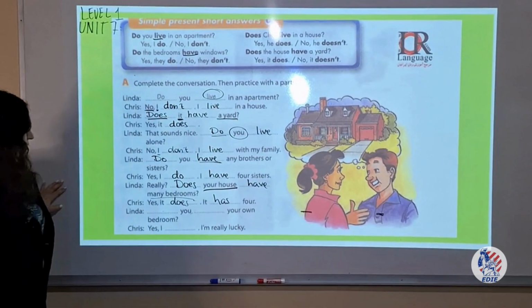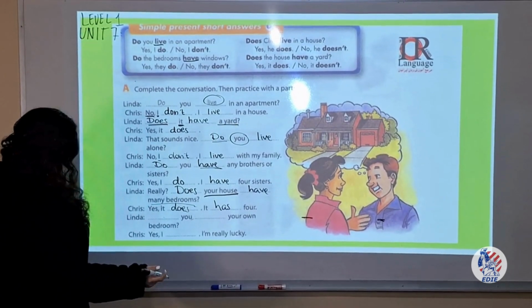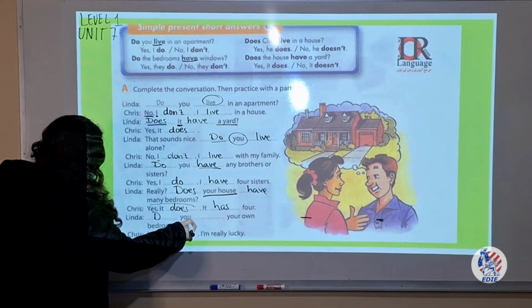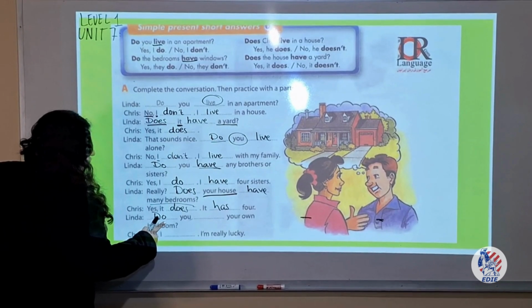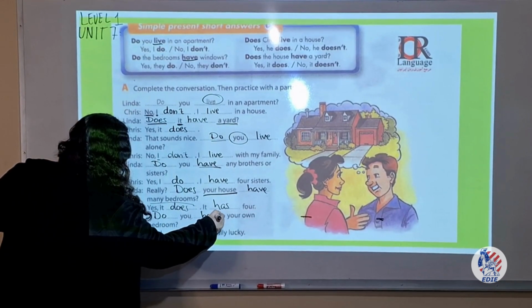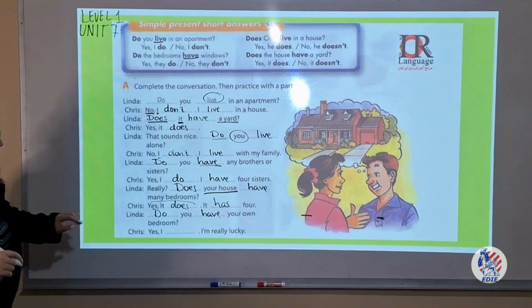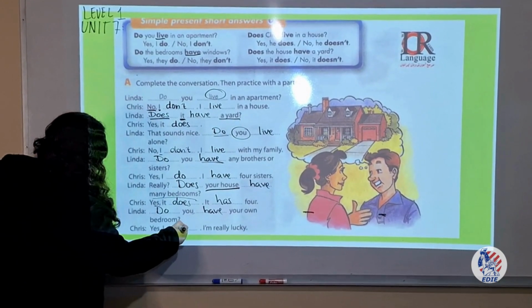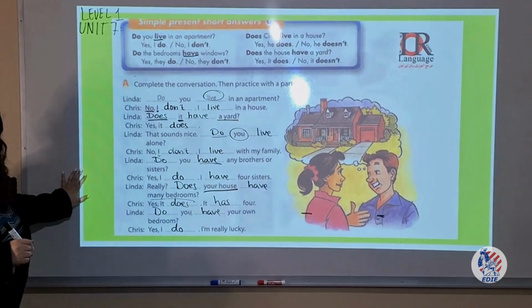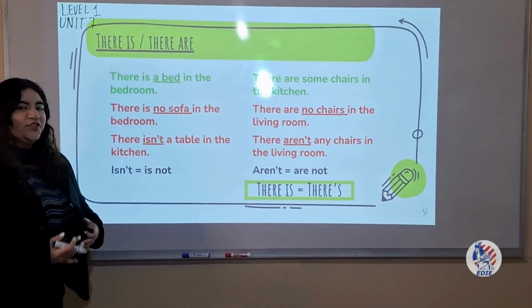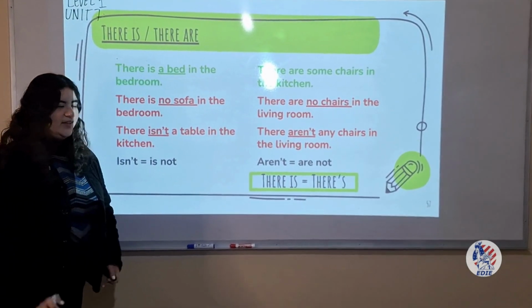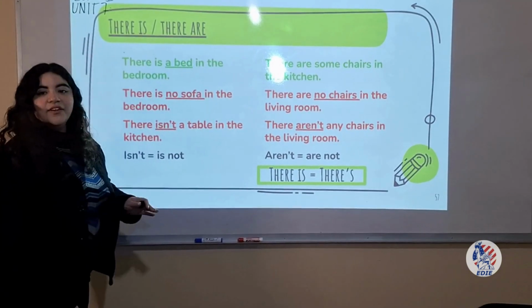Then Linda asks, blank you blank your own bedroom? So since we're asking about you, we're going to stick with do. Do you have your own bedroom? And Chris answers, yes, I do. I'm really lucky. So guys, we're going to continue our topic in Unit 7, reviewing there is and there are.